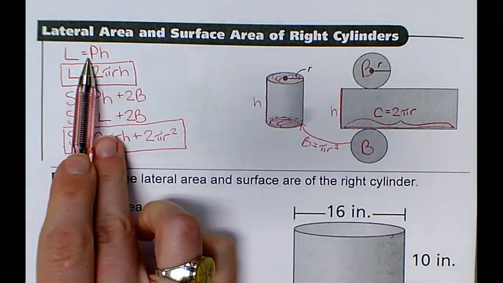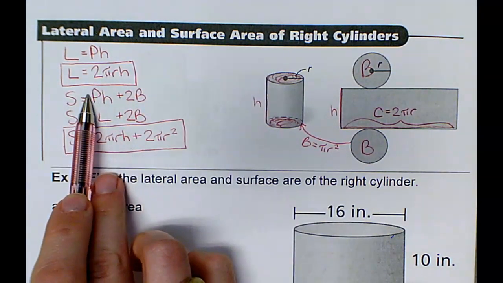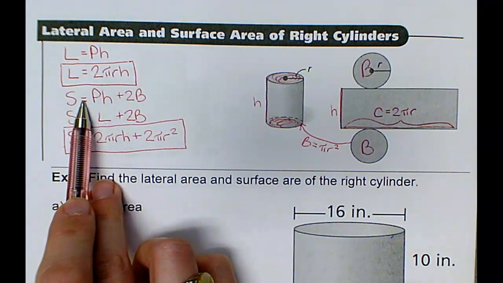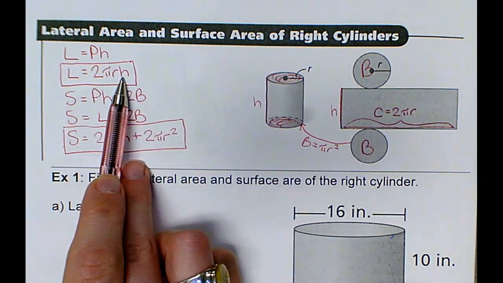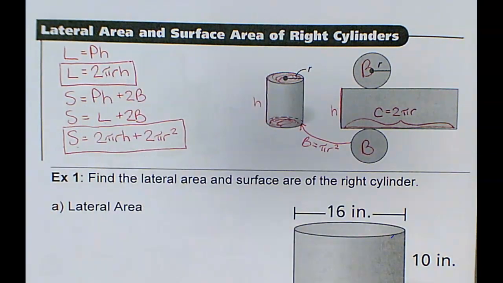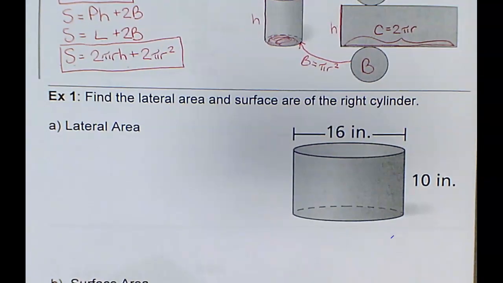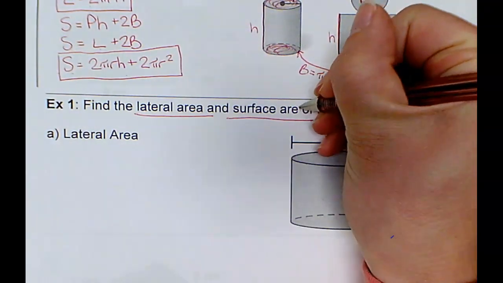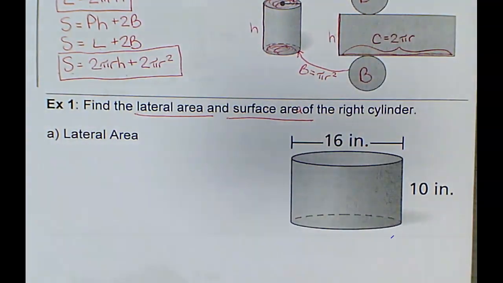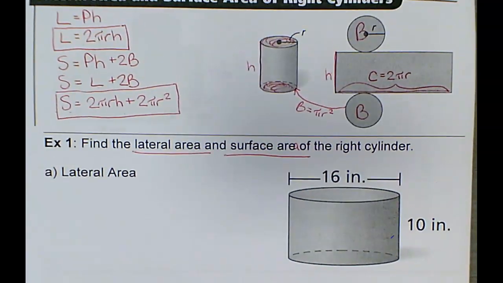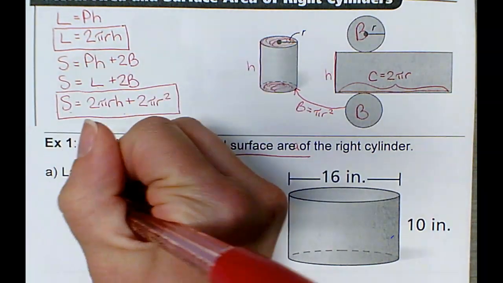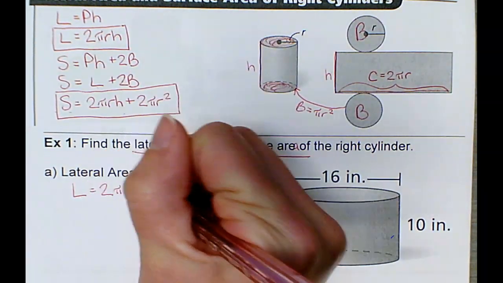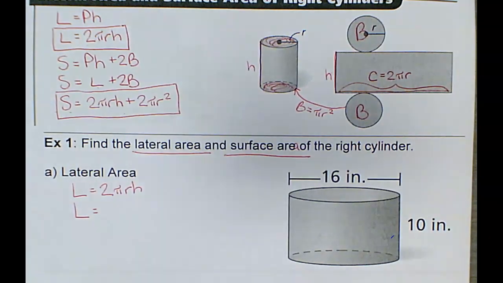Now, of course, these older formulas, for the lateral area and the total surface area of a prism, would work just fine, but because we have circular bases, we can be a little bit more specific with our formulas. So example 1 says find the lateral area and the surface area of the right cylinder. So it's nice to know that this is a right cylinder. It's not oblique. The lateral area can be found using this formula. L equals 2 times pi times the radius times the height. So we just need to figure out all the pieces.